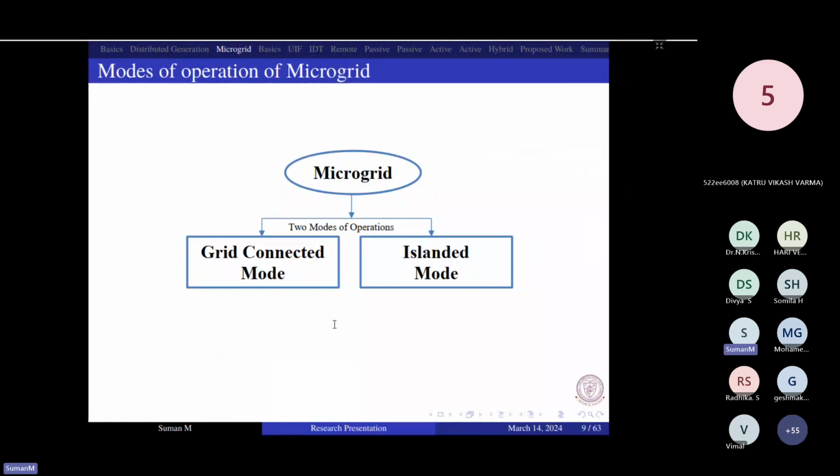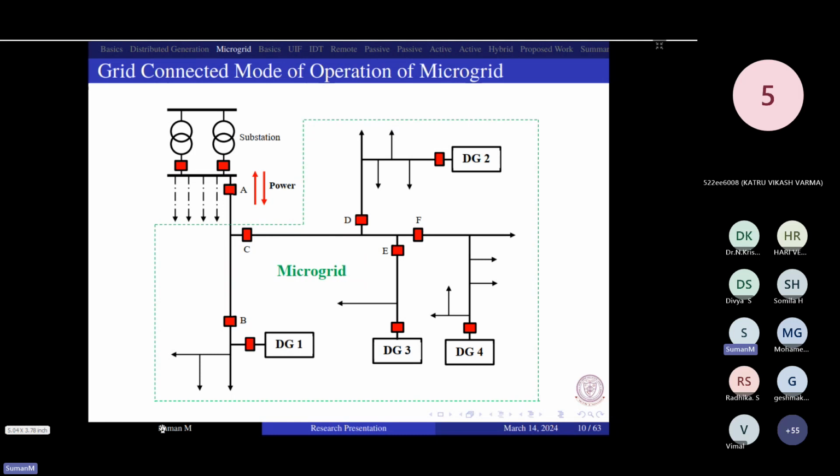So let us talk about the microgrid. The microgrid can be operated in two modes: one is grid connected mode and the second is islanded mode. As I already said, whatever is inside the green dotted line is a clear electrical boundary. Now you can see these are circuit breakers. If it is red in color, it means it is closed. If it is green in color, it is open. So this is the grid connected mode of operation.